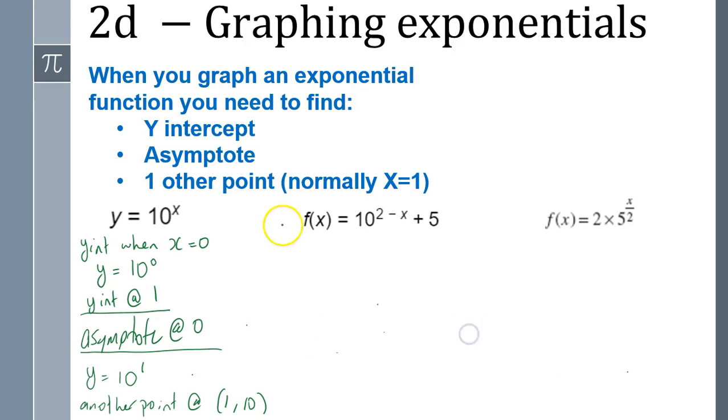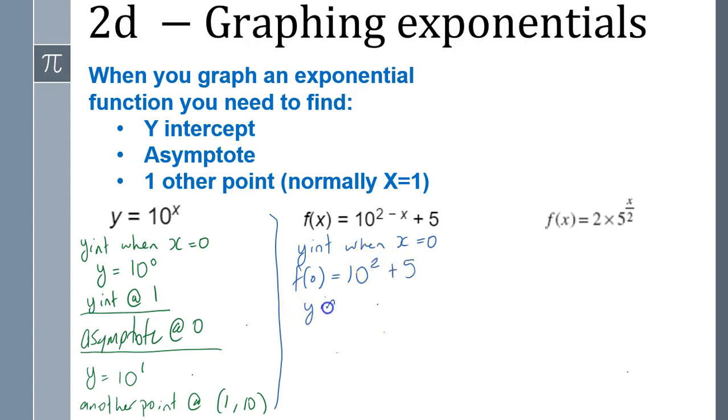Okay, let's try the next one. We're going to start with our y-intercept when x equals 0, which gives us 10 to the power of 2 take 0, which is just 2, plus 5. 10 squared is 100 plus 5. My y-intercept is at 105, so it's starting off really high. Underlining that to make that clear. So I've got my y-intercept, now I need my asymptote. The asymptote occurs at k, so you look on your formula sheet, k is 5. Asymptote is at 5.